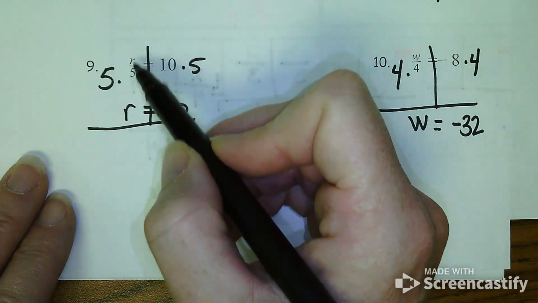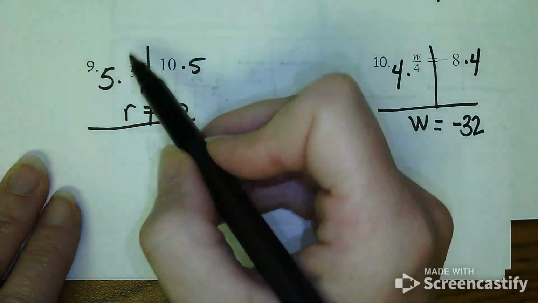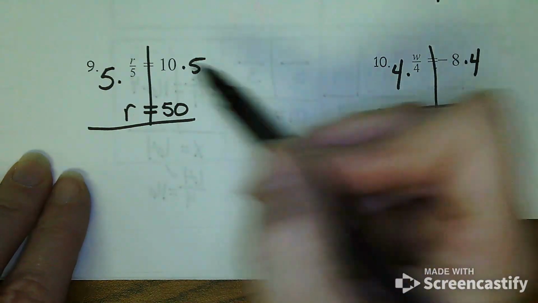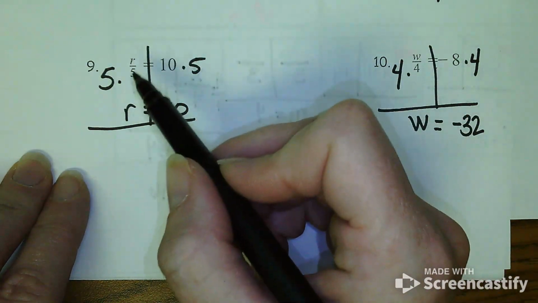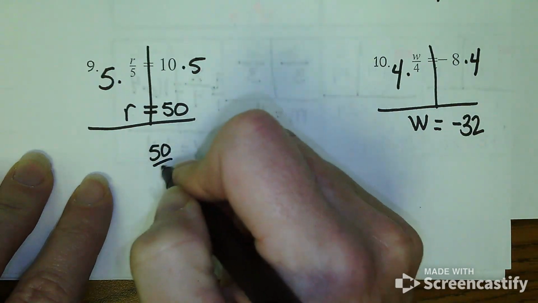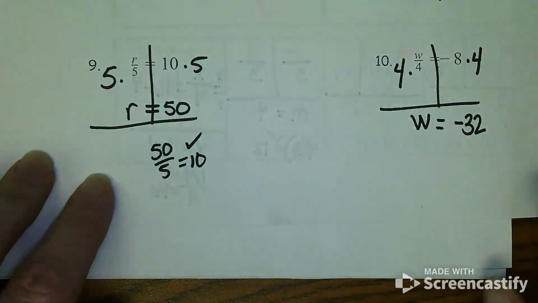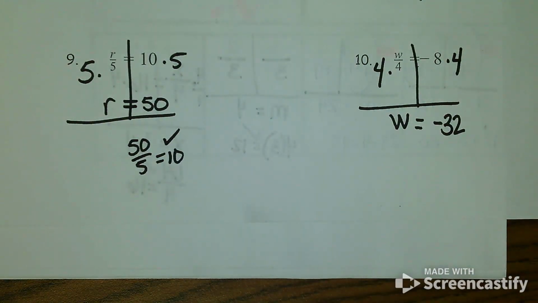Instead of dividing r by 5, I want to multiply by 5 as the inverse operation. The opposite of dividing is multiplying. So if I multiply both sides by 5, I get r equals 50. So that means 50 divided by 5 equals 10. That checks out when I plug it back into my original problem. I gotta highlight that. Sorry, we're isolating the R.